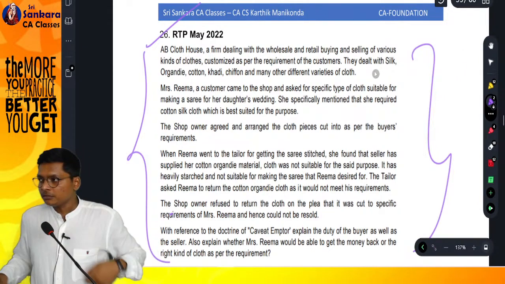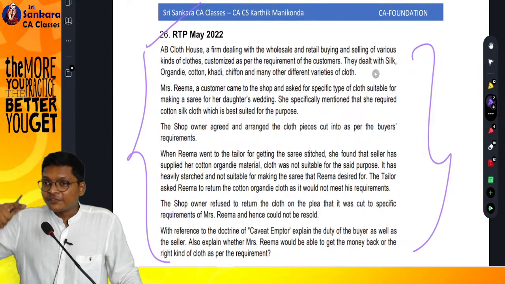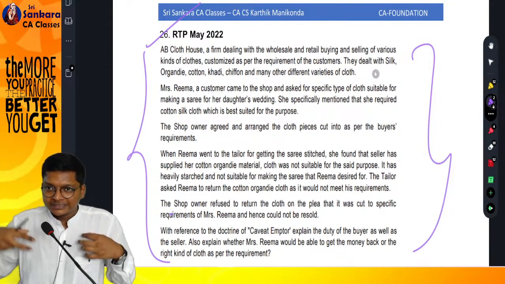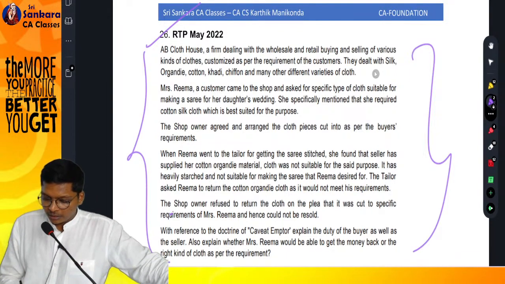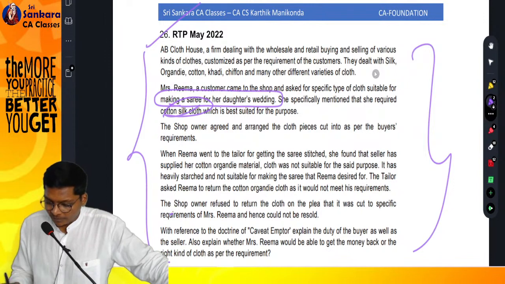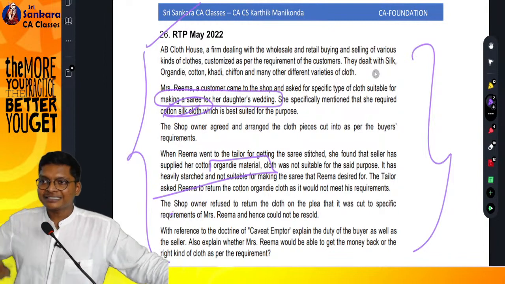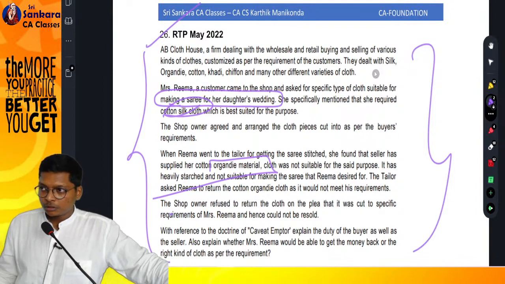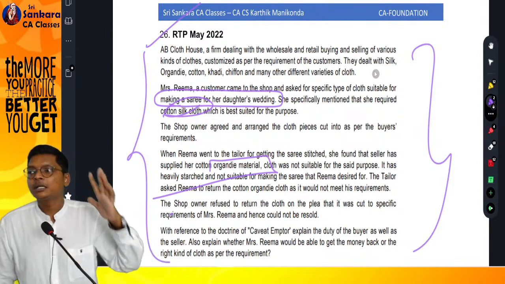Same implied condition, quality or fitness by usage: where the buyer specifies the specific use of the good and the seller deals in that same good, then the buyer is entitled to rescind the contract. Here, the buyer has specifically said, I want a saree for my daughter, it should be a cotton silk saree, but what did the seller give, guys? Some organdy material. Therefore, even though the seller deals in cotton silk and I requested it, you didn't give that. Implied condition. Therefore, here is an exception to caveat emptor, the seller is liable.